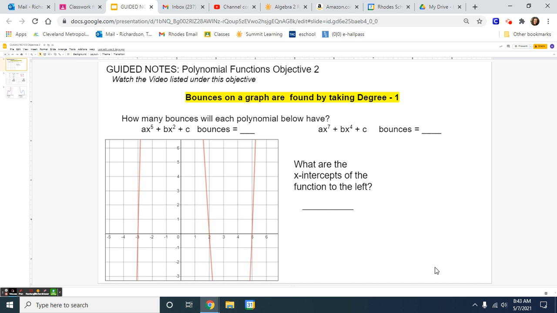So this is a lot of graphs and looking at a graph and breaking it down. So a lot of pictures. These are all polynomial graphs. That's why it's in the Polynomial Functions unit.